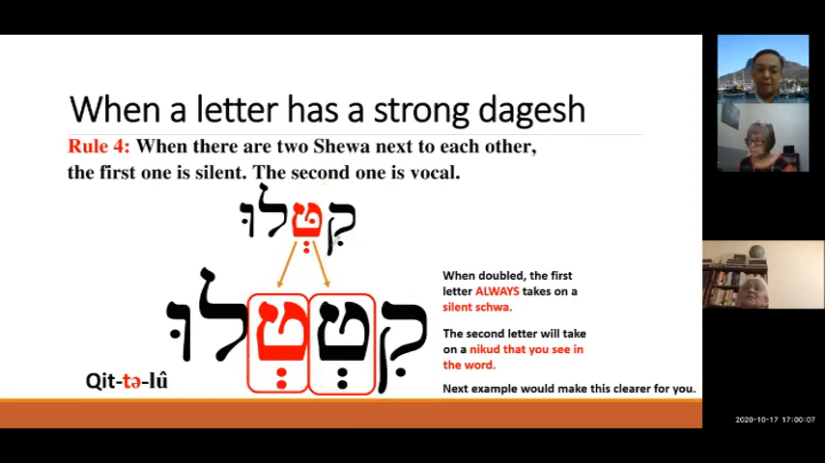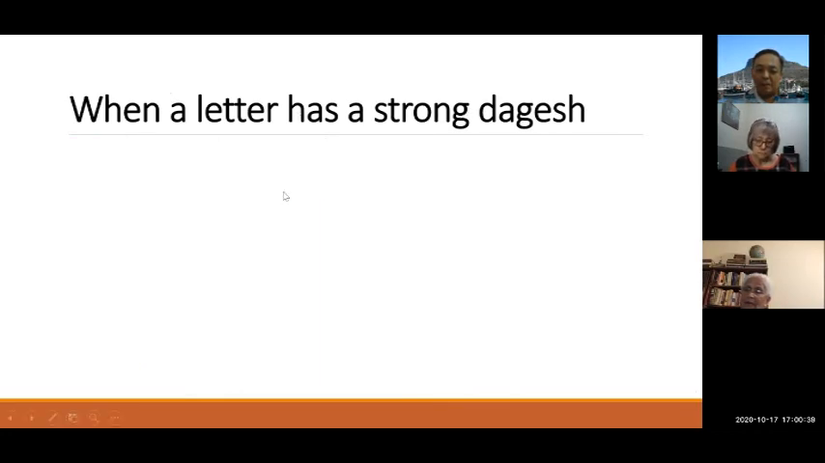Not sure whether you understand this part, but always remember, if it's a strong dagesh here, then you have two tets. The first tet will have this schwa here, and the second tet will also have a schwa. The second tet is the one that takes away the schwa here. The first one will automatically inherit a schwa. Maybe if I give you another example, then you can see better.